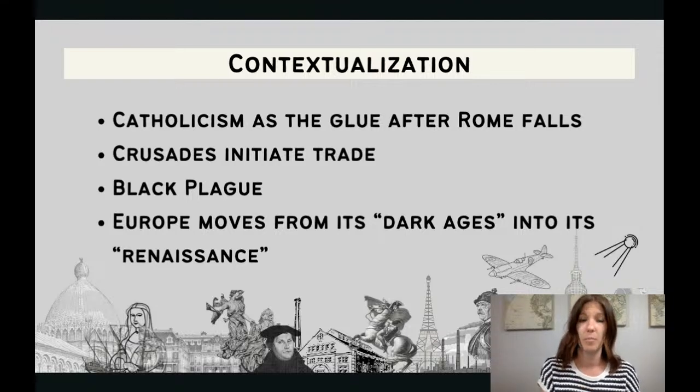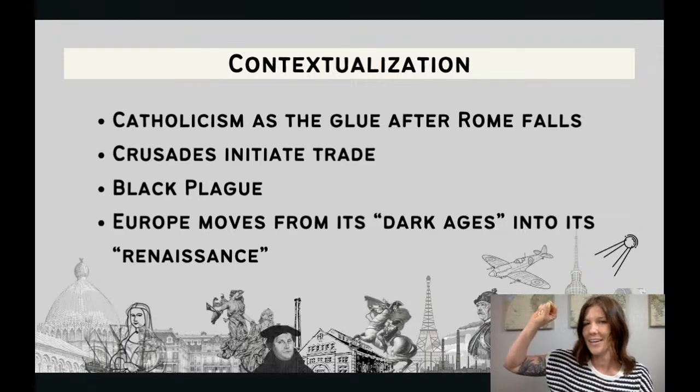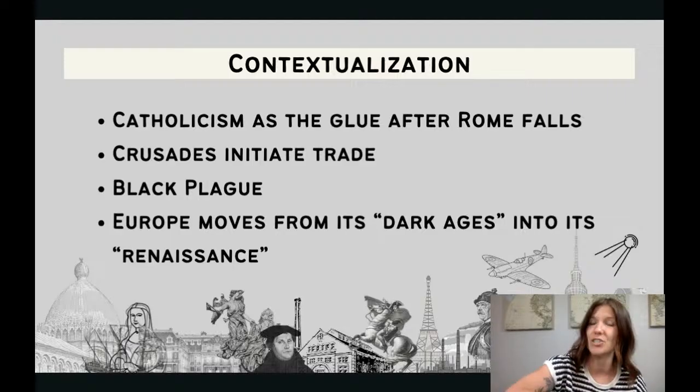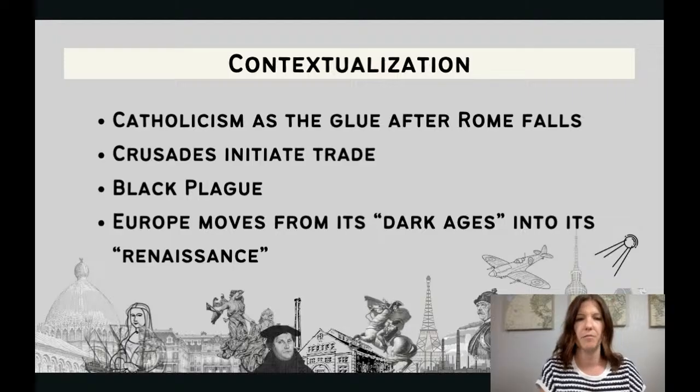And then this is coupled with the Black Plague. Another negative side effect of getting hooked back up to those Silk Road trades is that the plague spreads all the way from Asia back to Europe. This kills between 1/3 and 2/3 of the population of Europe. And it is because so many peasants die that they can start fighting for more rights and more money, and it leads to the collapse of feudalism. So the Crusades hook them back up to trade. They get all this innovation and technology. The Black Plague ends feudalism. So both of those things lead to Europe moving from its dark ages, its Middle Ages, into its Renaissance.